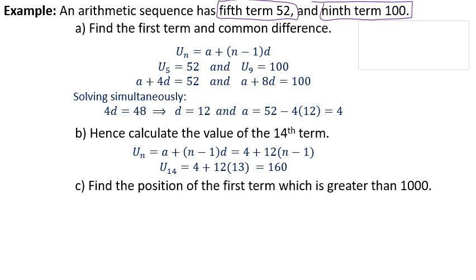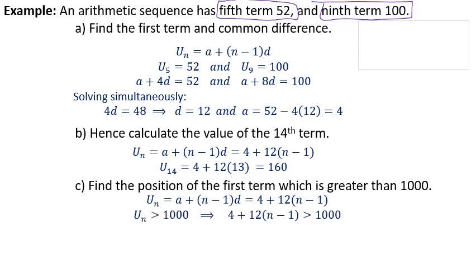And the third question is a bit more nuanced, the position of the first term which is greater than 1,000. So we start by writing out the formula we already have. We know A and D, so we can give a more specific formula than the general rule for UN, 4 plus 12 times n minus 1. But then we're told that UN has to be bigger than 1,000. So we substitute in the expression for UN, and we put greater than 1000.